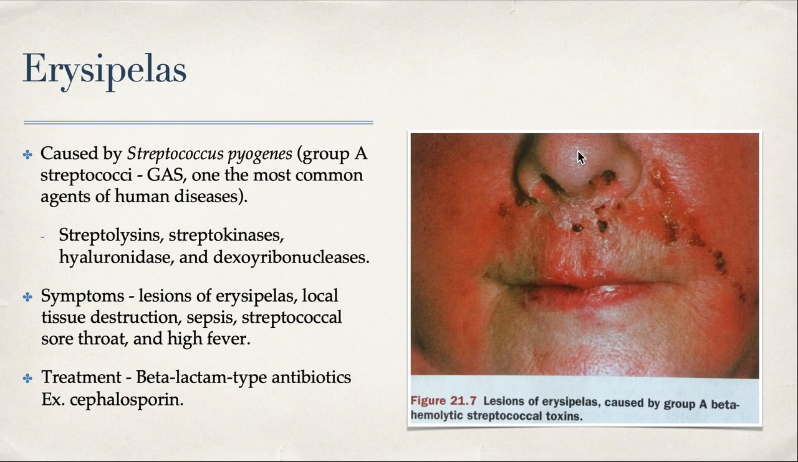And the symptoms that are associated with them will be lesions of erysipelas. So that's the lesion of erysipelas, as you can see here, caused by group A beta hemolytic streptococci toxins. It may result in local tissue destruction, sepsis, sore throats, and sometimes fever. The beta lactams are very effective in treating these, and a good example would be cephalosporin. Penicillin is also a beta lactam, but a lot of these microorganisms have grown resistance to penicillin.